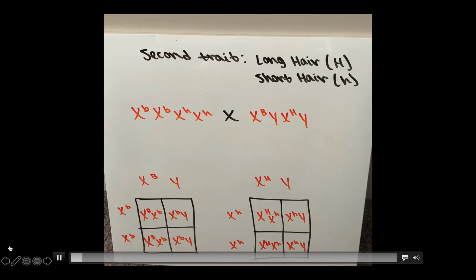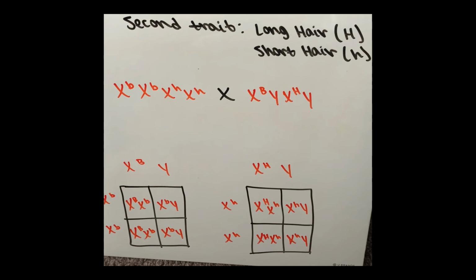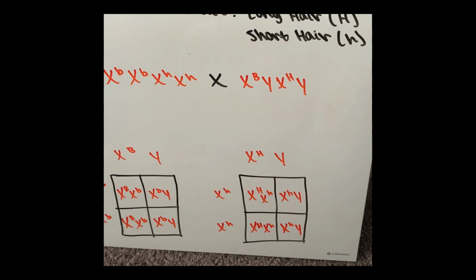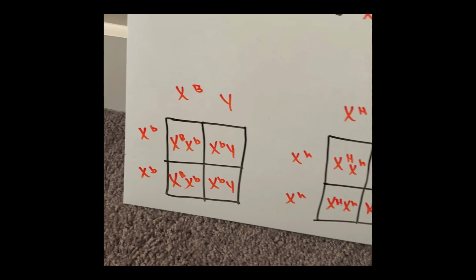Long hair is dominant over short hair, and we're going to cross a yellow short-haired female to a black male heterozygous for long hair. So we have our two Punnett squares. We cross them and we get the results.